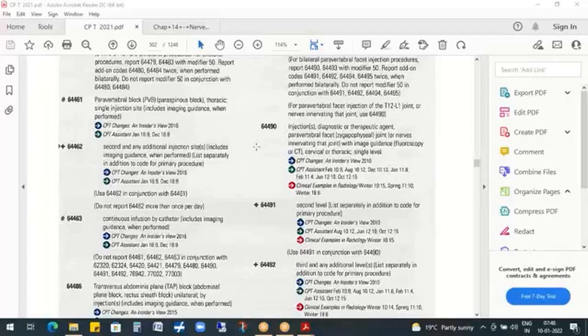Now, can you give me the codes? If the physician performed MBB from C1 to C5, give me the codes. Take this question and give me the codes.